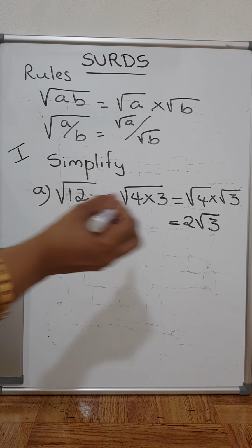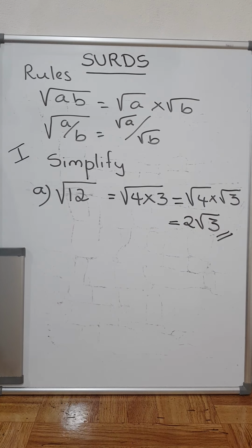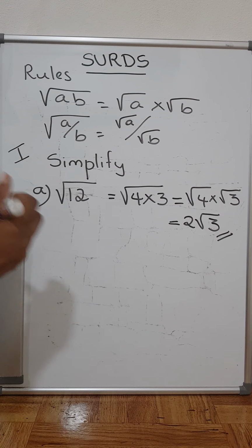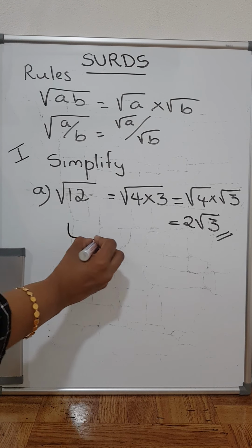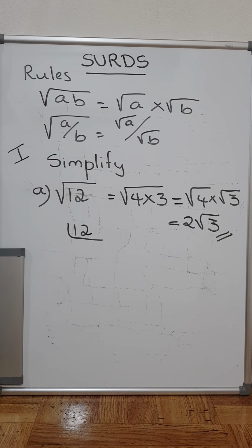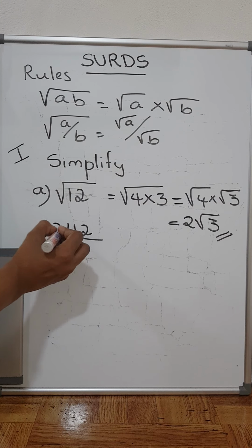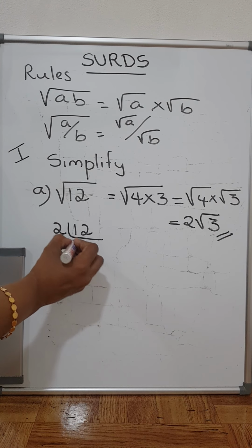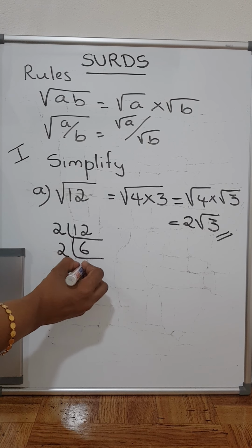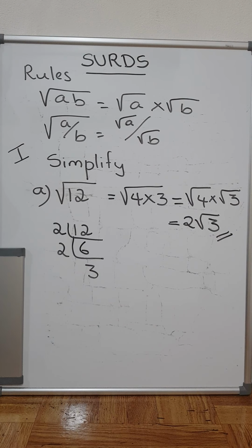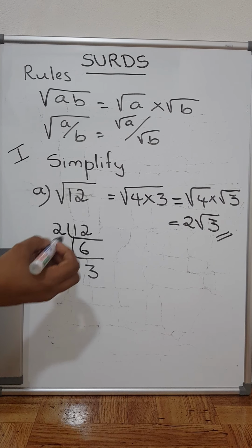Now by any chance if you cannot find the perfect square that is a factor, then you can use this method. See, divide 12 by a prime number or the smallest number possible. So 12 divided by 2, 6. 6 divided by 2, 3. So it's a prime number, there you can stop, we cannot further simplify.